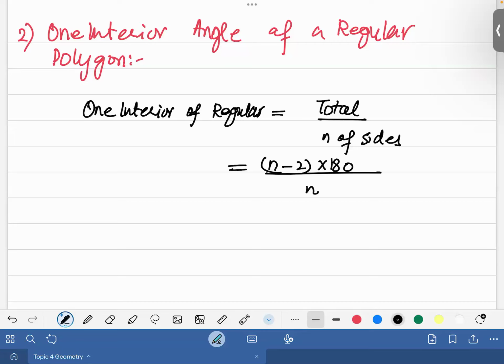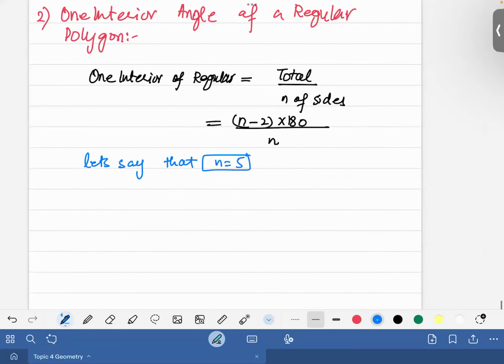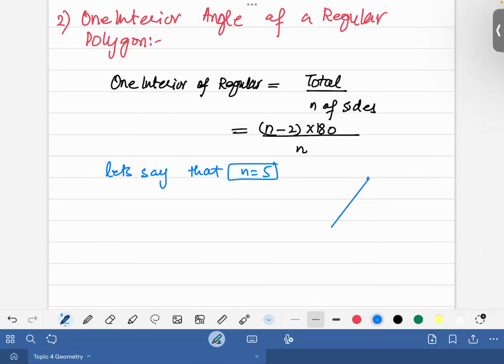Agree? Let's say that n is equal to 5. We are familiar that n equal to 5 would be a pentagon. Do you agree with me on this statement or not? Yes, sir. It would be a 5-sided figure having 5 equal angles because the name says it's a regular polygon. Agree? The examiner can ask me what would be the quantity of one angle in a regular polygon, especially a pentagon.